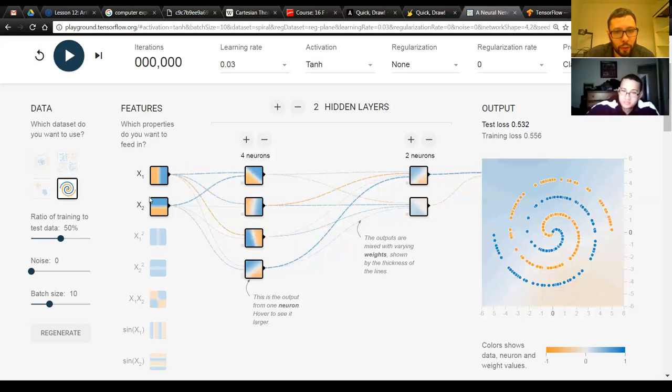Let me try a more difficult one. Again, data sets, I want to separate out the orange and the blue. This is a much more complicated data set, right? They're clustered in a much more complicated way. Drawing a line between those two is going to be very difficult.